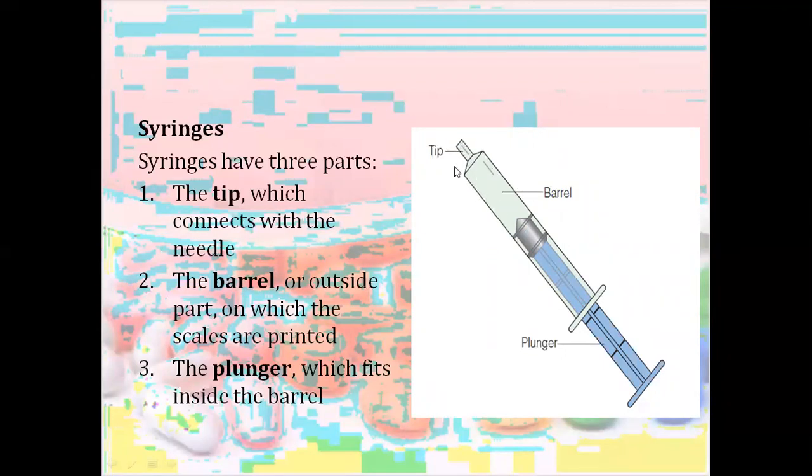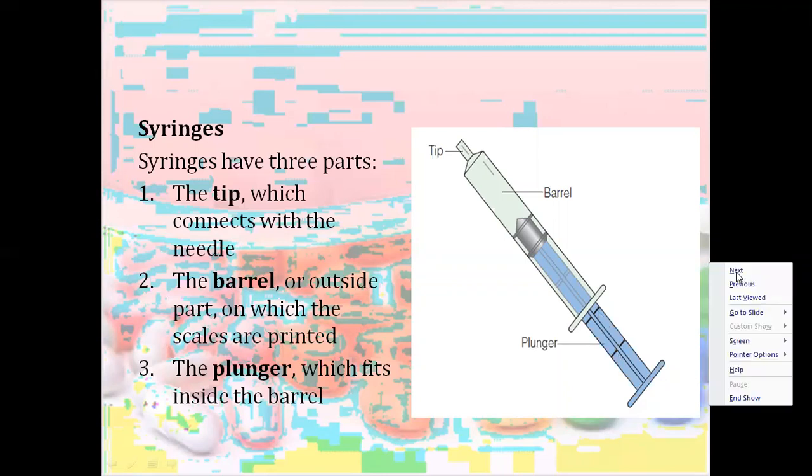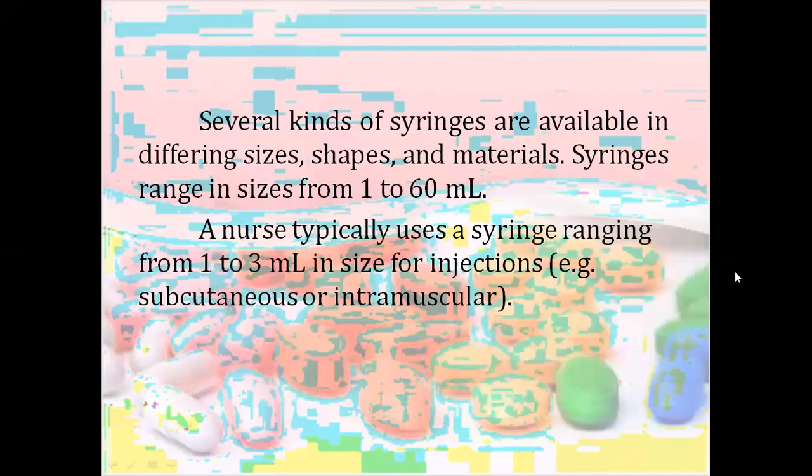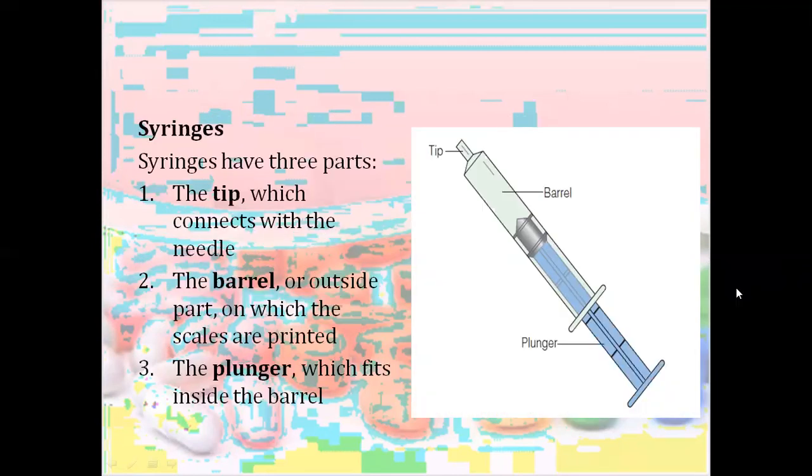Then this area is called the barrel. The barrel is the outside part on which the scale is printed, meaning there are markings of 1 ml, 2 ml, 3 ml, 4 ml, 5 ml. Then next is the plunger, which fits inside the barrel. In this way, these are the parts of the syringe.